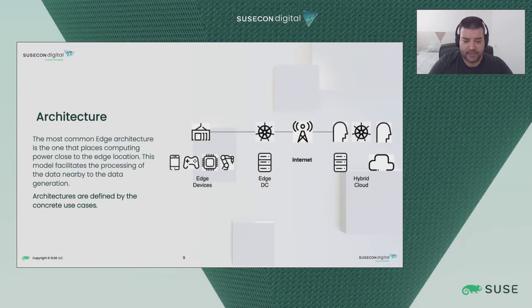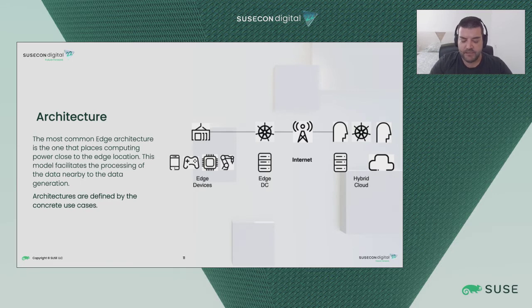When we talk about architecture, we have to take into consideration that there is no one size fits all in edge architecture or edge solutions. So what I'm going to introduce is a general, simple architecture, but architectures are defined by the concrete use cases. Each different use case at edge will need a concrete architecture and a concrete definition of needs. So in this case, we are considering a hybrid cloud data center, so bare metal, maybe on premises or virtualization on premises.